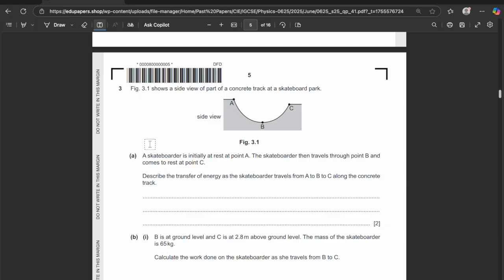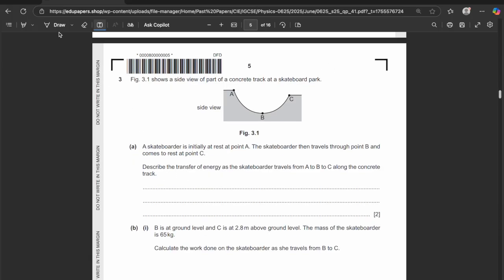Figure 3.1 shows a side view of part of a concrete track at a skateboard park. A skateboarder is initially at rest at point A. The skateboarder then travels through point B and comes to rest at point C. Describe the transfer of energy as the skateboarder travels from A to B to C along the concrete track.